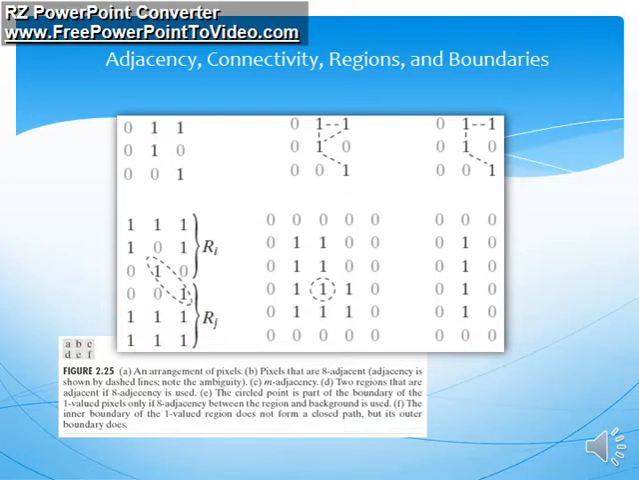The last image shows that the inner boundary of the one-valued region does not form a closed path, but its outer boundary does. Here we can see the outer boundary all has the similar value of 0, so this can form a closed path. Here we can see a closed path. So these are the different examples where we can see different types of adjacency, connectivity, regions and boundaries.